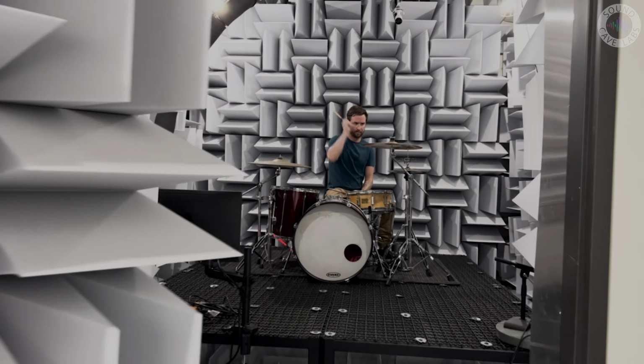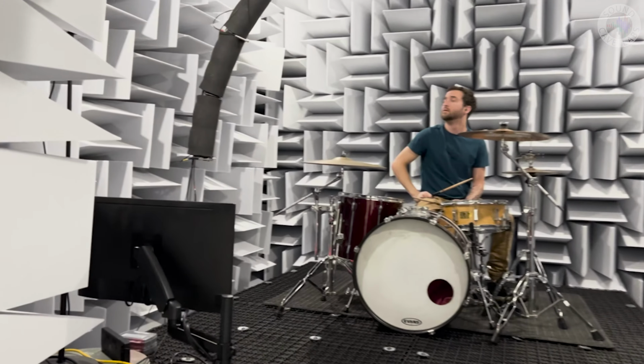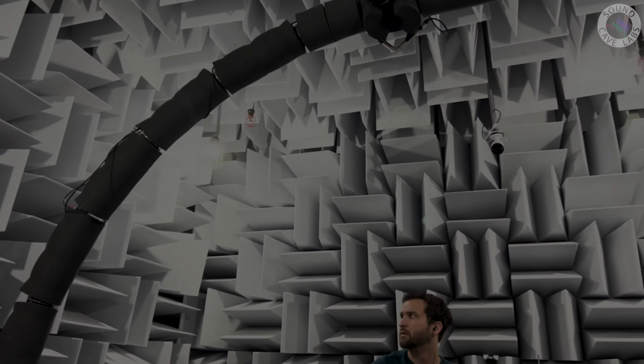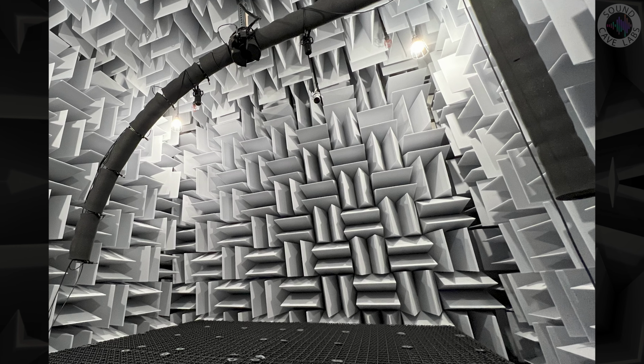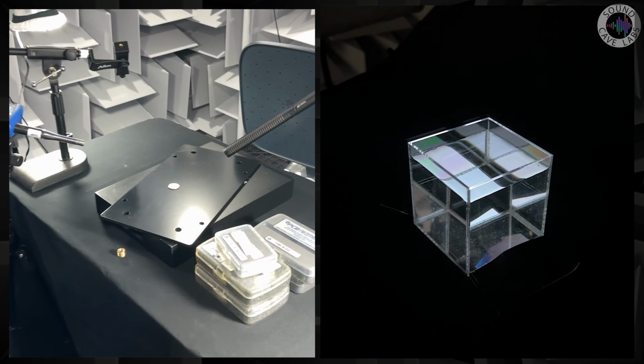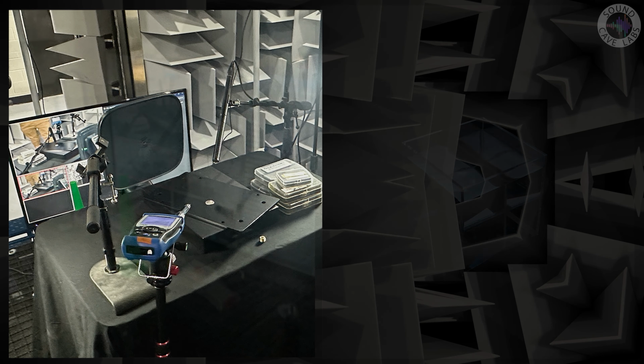Sound is all around us, but some of our most common, everyday noises can reveal amazing secrets about physics. Welcome to our highly tuned and specialized test setup. An anechoic chamber designed to absorb all echoes. This means we'll only hear the direct sound of the impact and no reflections.